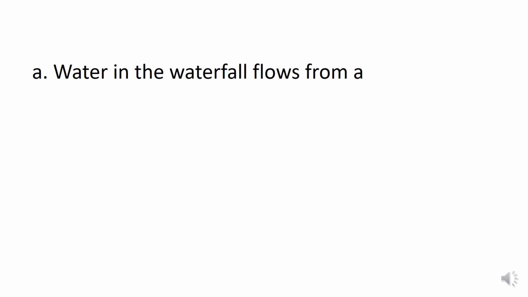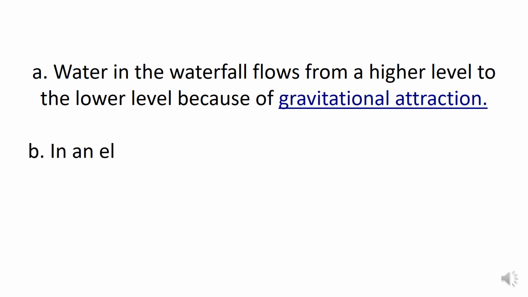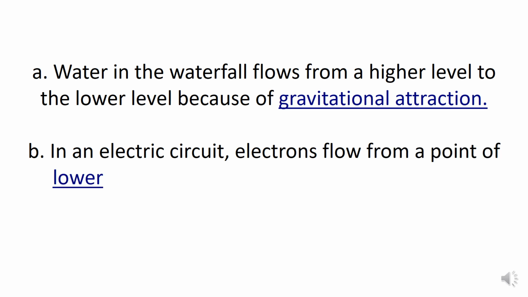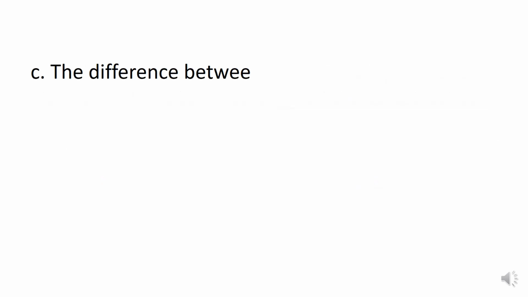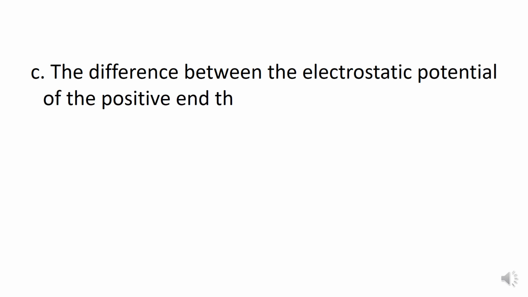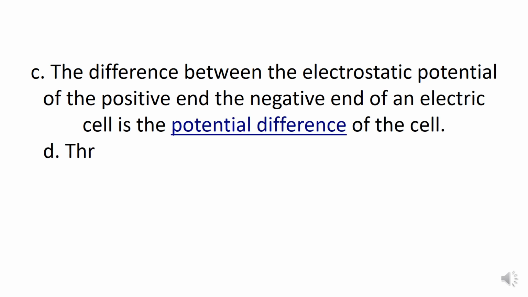A. Water in the waterfall flows from a higher level to the lower level because of gravitational attraction. B. In an electric circuit, electrons flow from a point of lower potential to the point of higher potential. C. The difference between the electrostatic potential of the positive end and the negative end of the electric cell is the potential difference of the cell.